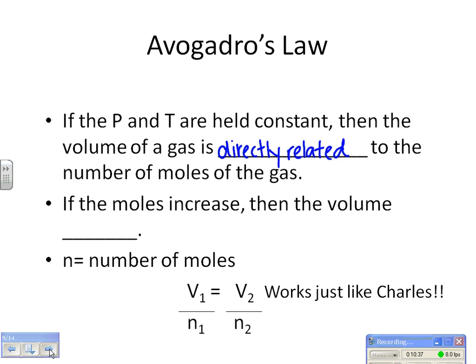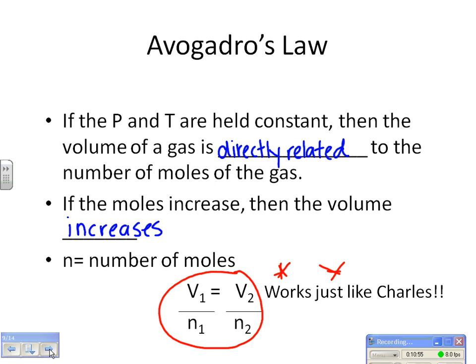How? If the number of moles of the gas increases, then the volume increases. N represents the number of moles. The equation is given to you: V1 over N1 equals V2 over N2, and you would solve that just like you solve the Charles's law problem.